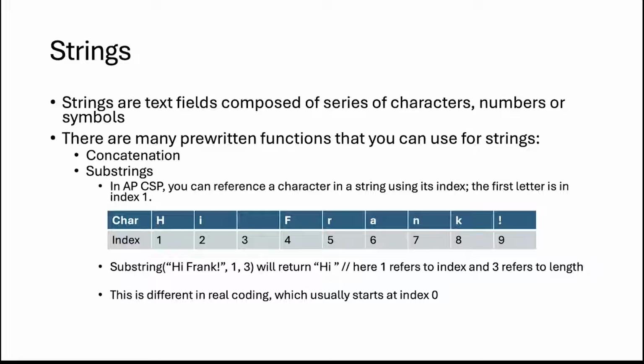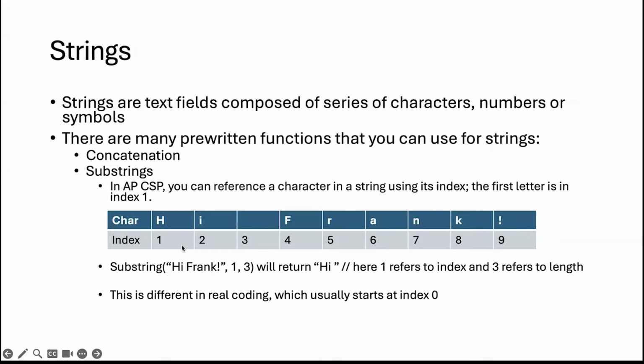You're going to see functions such as concatenation, which is combining two strings into one string, concatenating one with another. And there's also a function called substring. And in APCSP, you can reference a character in a string using its index. The first letter is always index one. So for example, in this character string, "hi space Frank", index one is letter H. Index two refers to I. Index three refers to the blank space, and so on.